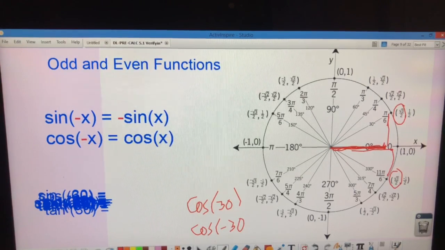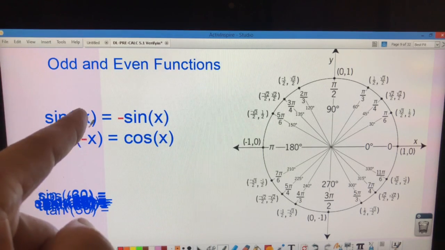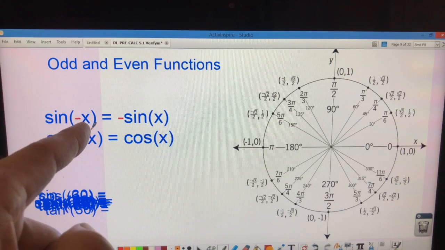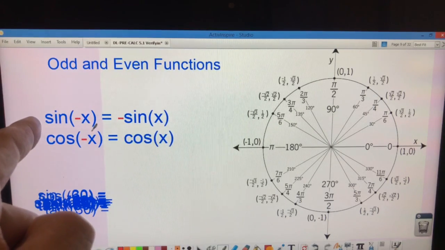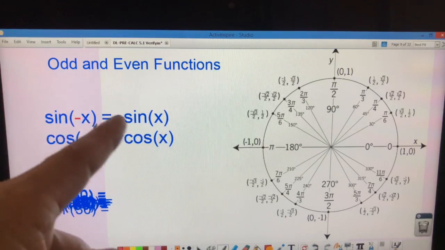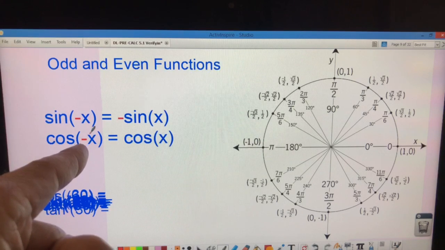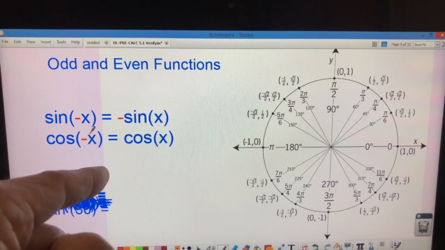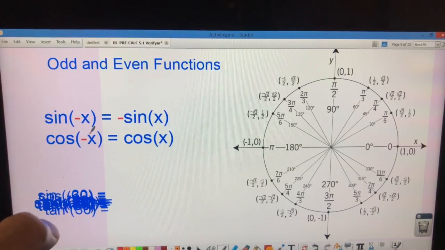The takeaway here for the odd and even: if there is a negative in the parentheses like that, and the sine is odd, you can put the negative outside. It's just like parking your negative sign outside of your sine. For the cosine, if there's a negative inside there, you can erase it. It goes away. All right, pausing the video here.